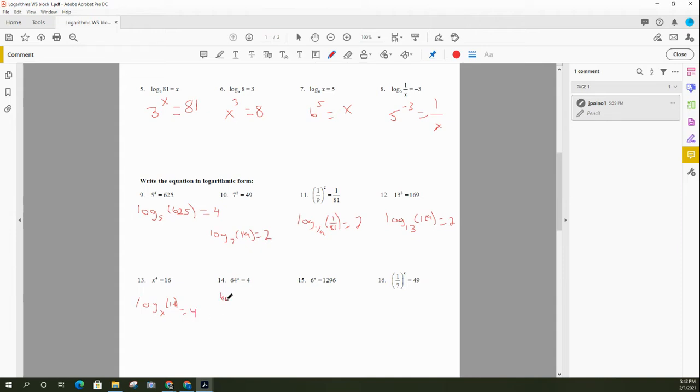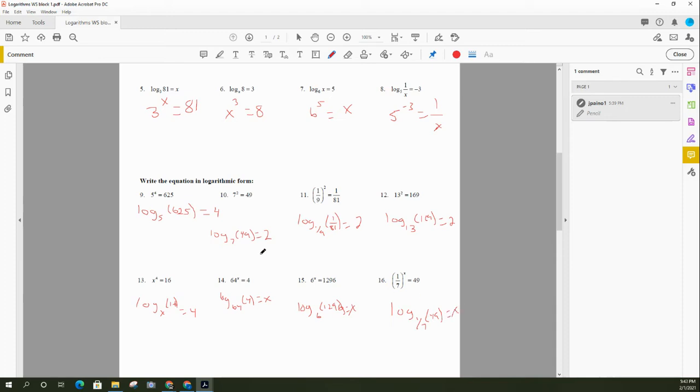Log base 64 of 4 equals x. Log base 6 of 1296 equals x. And then log base 1/7 of 49 equals x.